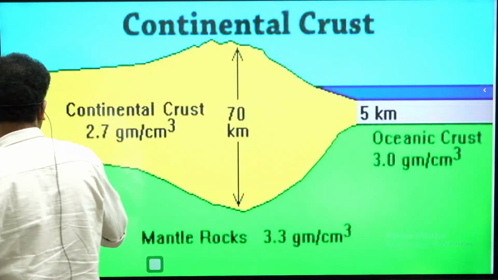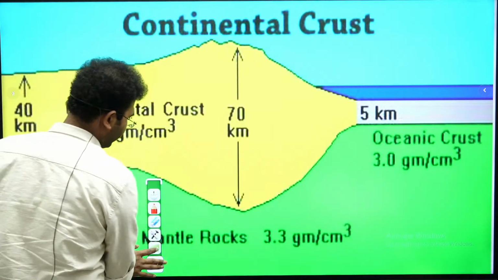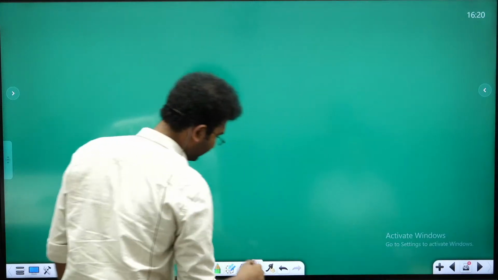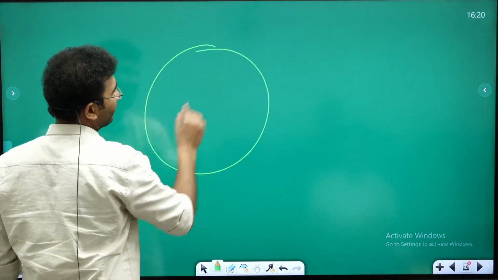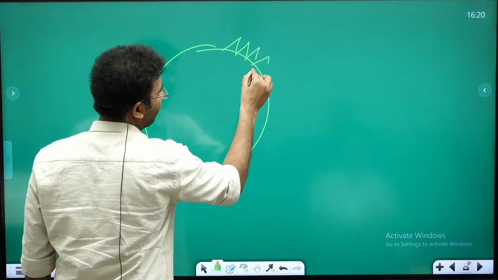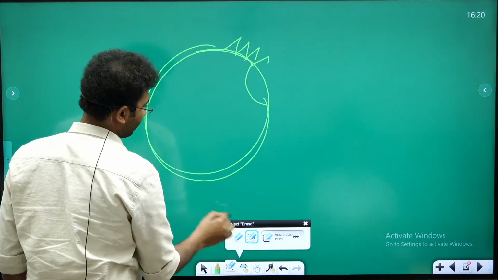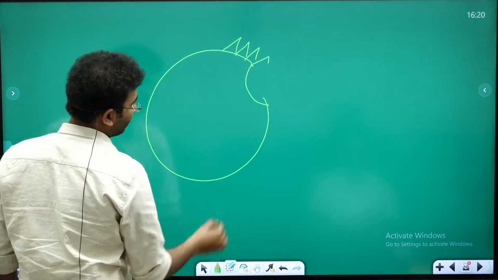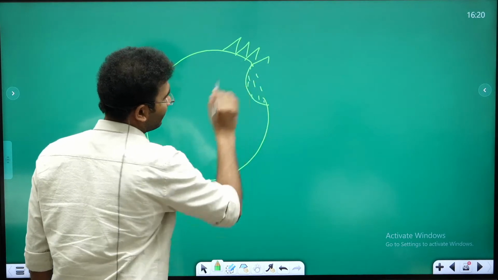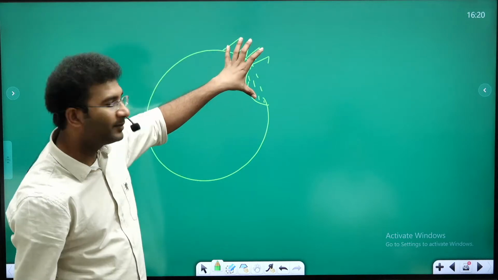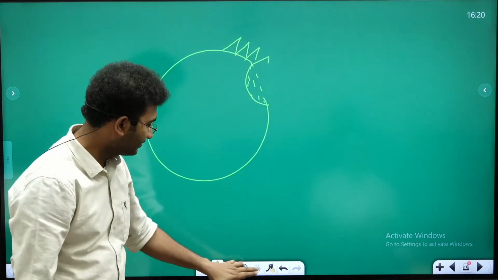If you are not able to understand this diagram, let me redraw it. Imagine this is your earth. On the earth, these are your mountains, and just imagine that this is your ocean. ठीक है, ये आपका ocean है. What I'm trying to do is I'll be drawing this sideways.